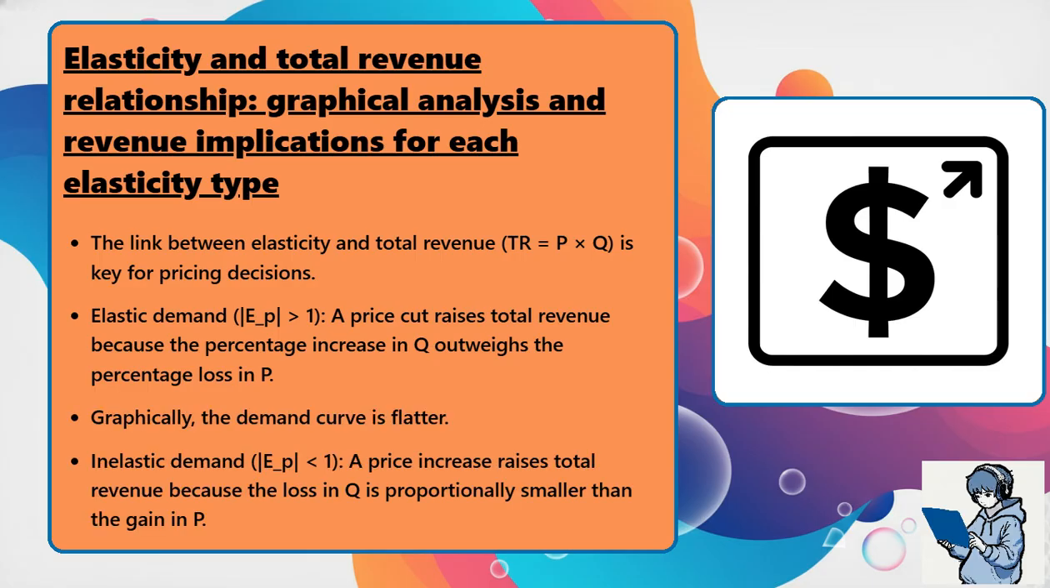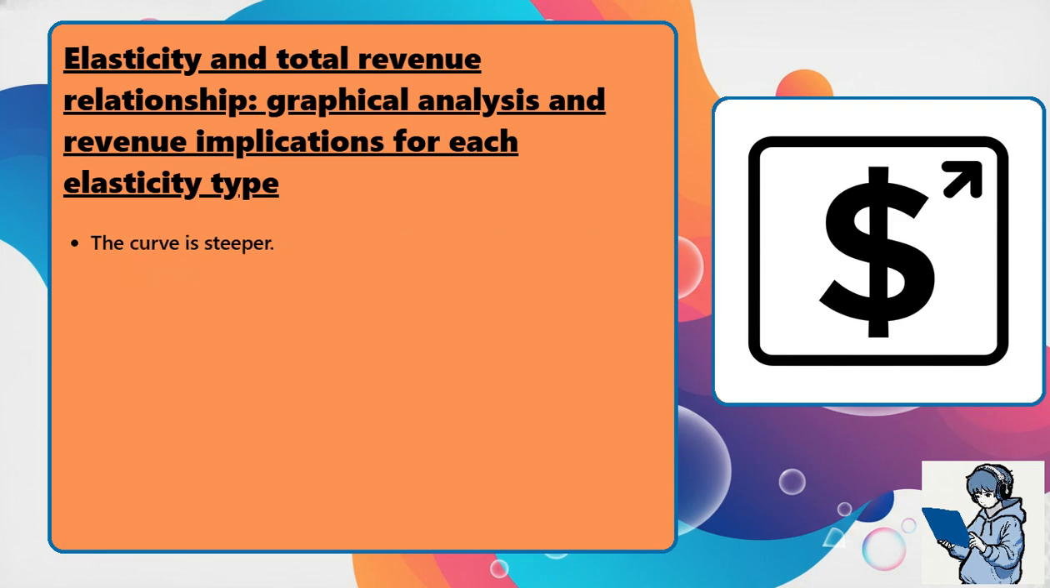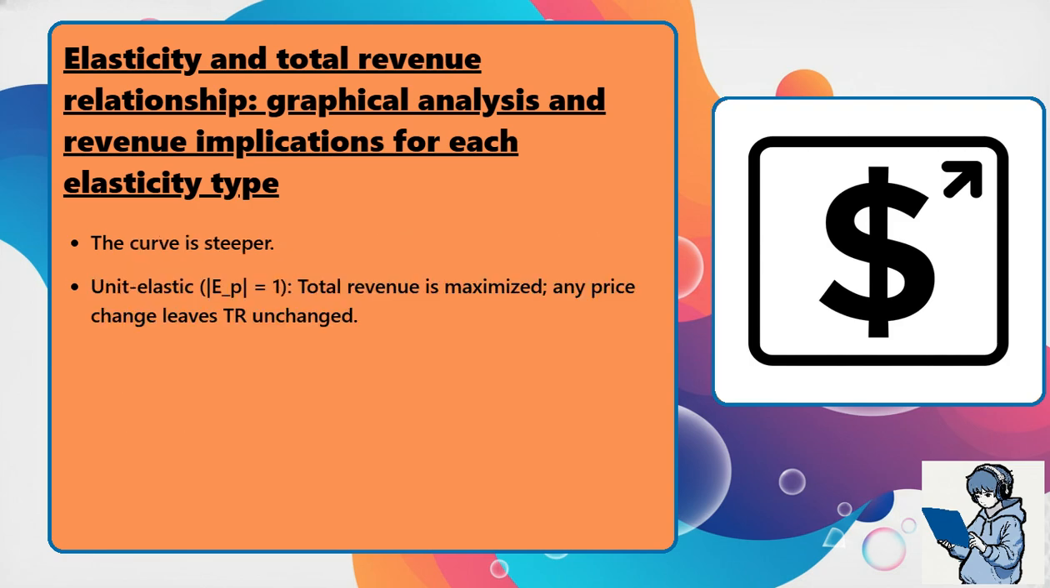Inelastic demand, absolute E sub P less than 1. A price increase raises total revenue because the loss in Q is proportionally smaller than the gain in P. The curve is steeper. Unit elastic, absolute E sub P equals 1, total revenue is maximized.